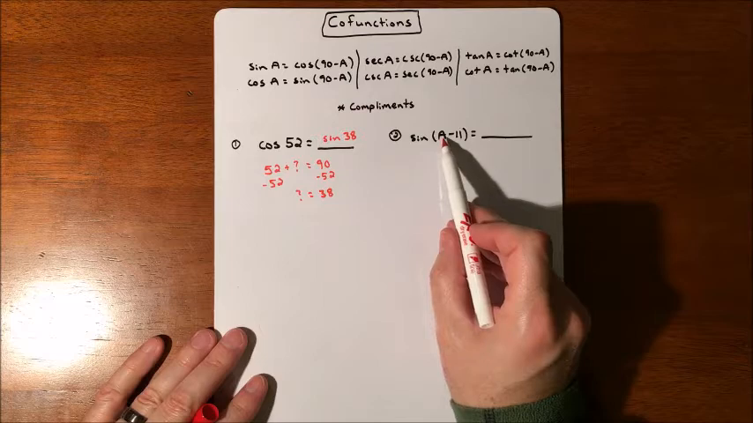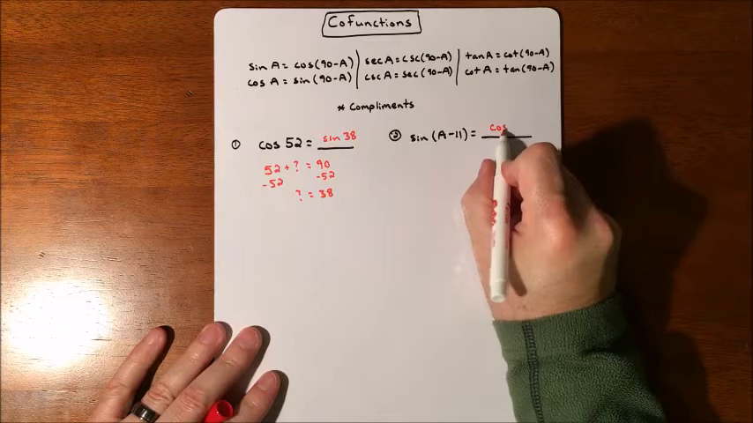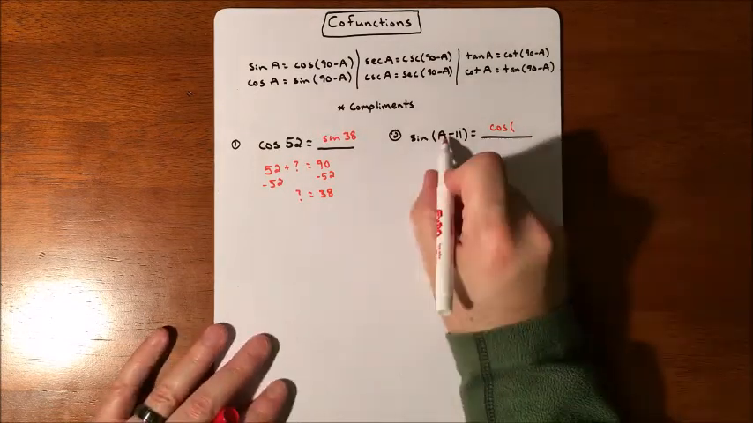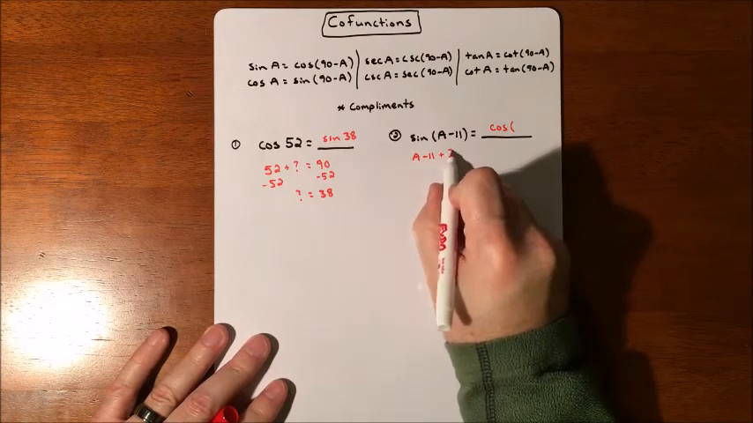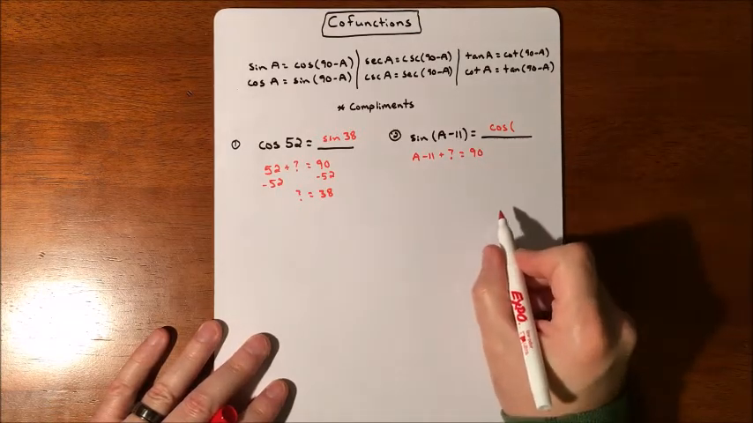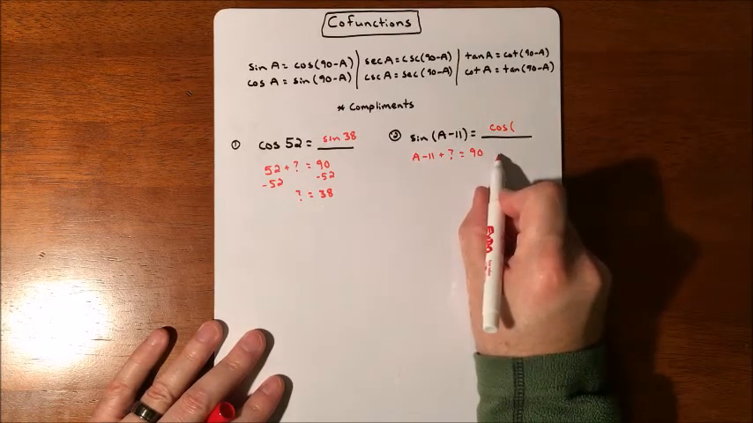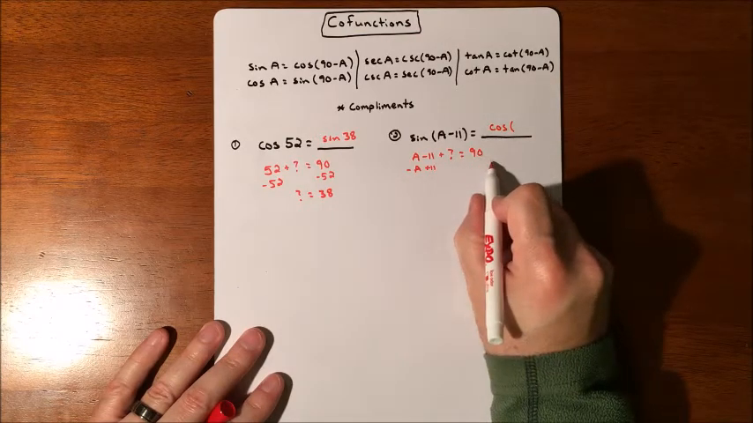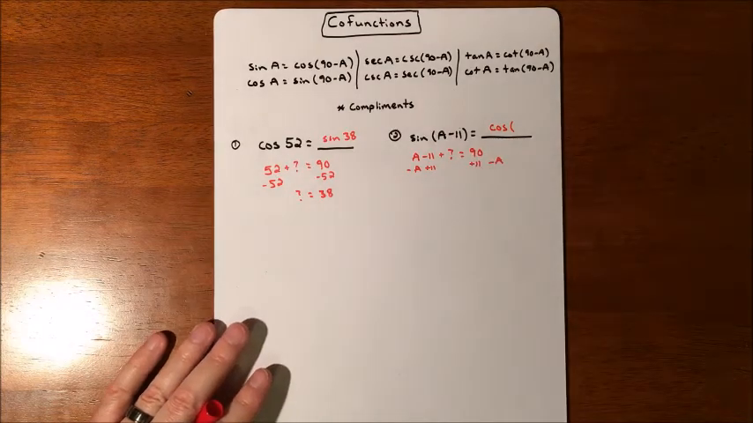So sine of A minus 11 is going to equal cosine of, I don't know. But I treat it exactly the same. I'll take this A minus 11 plus another angle measurement, which I don't know, is going to be equal to 90. And I solve for the unknown. So to solve for the unknown, that means I need to take these two values and bump them over to the other side. So I'll subtract A and add 11. I'll add the 11 underneath the 90 just because they're going to be like terms anyway.